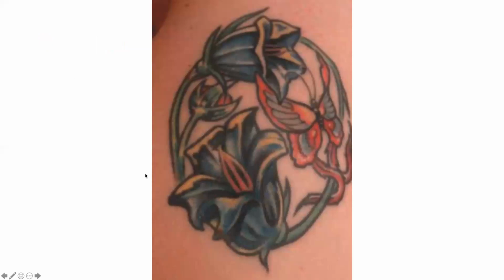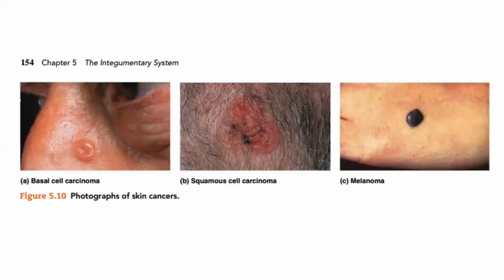So this is a tattoo. Tattoo is the deposition of pigments in our dermis. That is tattoo. So this might be the last diagram for the skin and skin appendages.